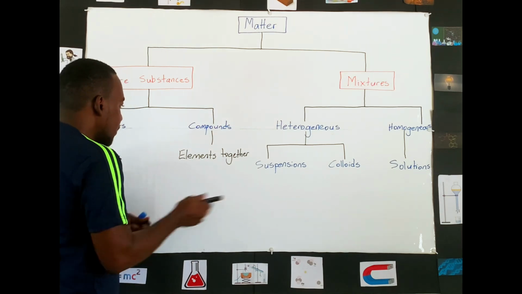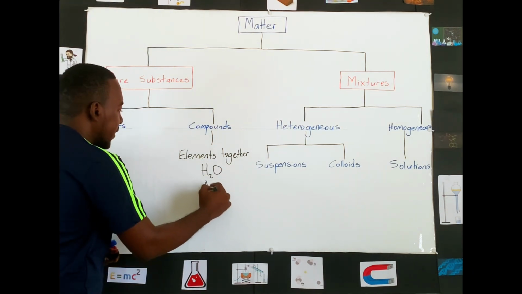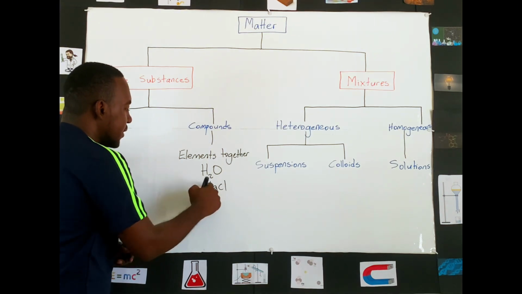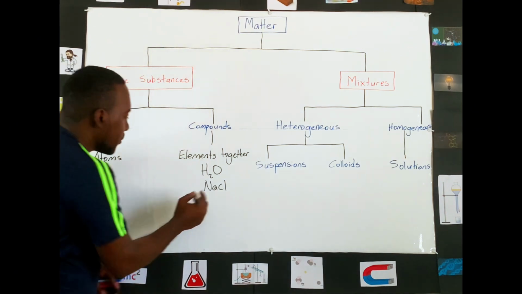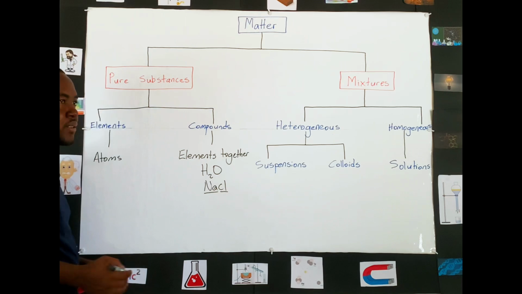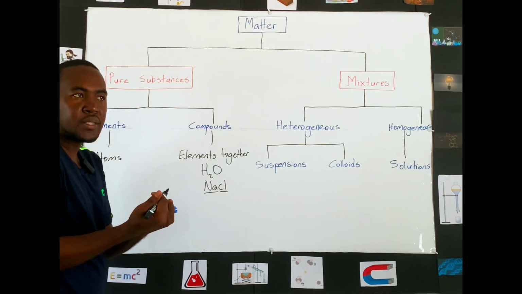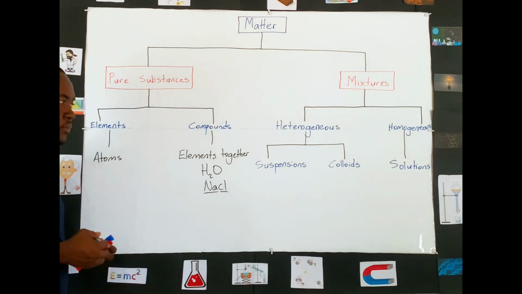Examples of compounds: we have water, we also have NaCl. This is the table salt that we use for cooking, right? So we notice here we have an element here and also an element here. So they are chemically bonded together, so therefore they make what we call a compound.